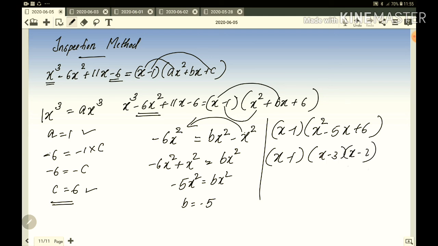Do you see that one? From here we can find the values of x, that is 1 is there, then 3 is there, and 2 also is there. So this is how we can find the solution to this cubic function using the inspection method. It's also an easy one, but you have to do more questions.